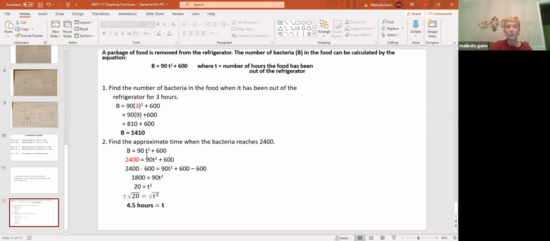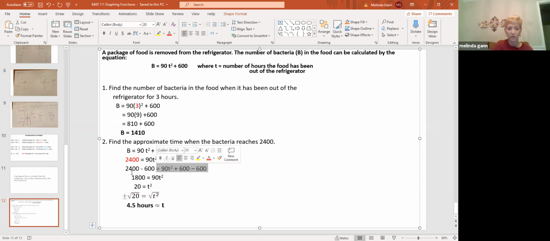Well, if I want to get the variable by itself, I had to get rid of that 600. So just like before, if you subtract 600 over here, then I've got to subtract 600 over here. So that's what I did. I went over here and said 2,400 minus 600, and I got 1,800. And then, of course, those go out to 0. So that leaves me with my 90T squared.